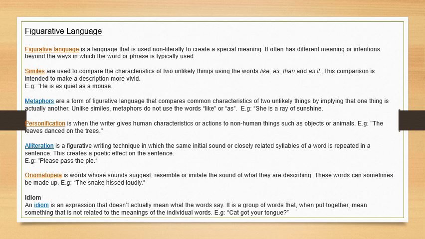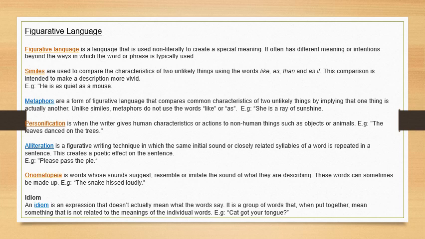A metaphor is when characteristics of two things are merged together, so it becomes that one is the other. So for example, "she's a ray of sunshine." Instead of saying she's happy all the time, by saying she's a ray of sunshine, you are saying that she's a happy person and seeing sunshine makes you happy. So we're merging the two ideas together.